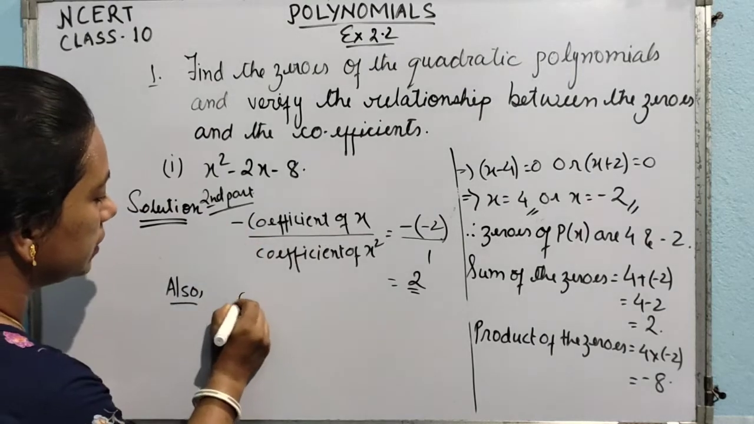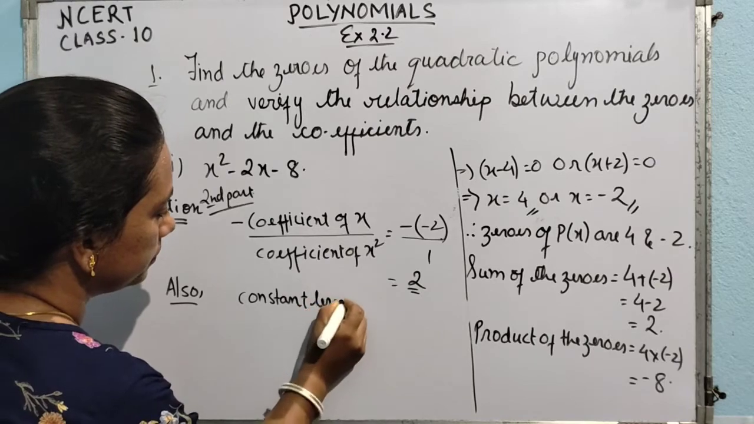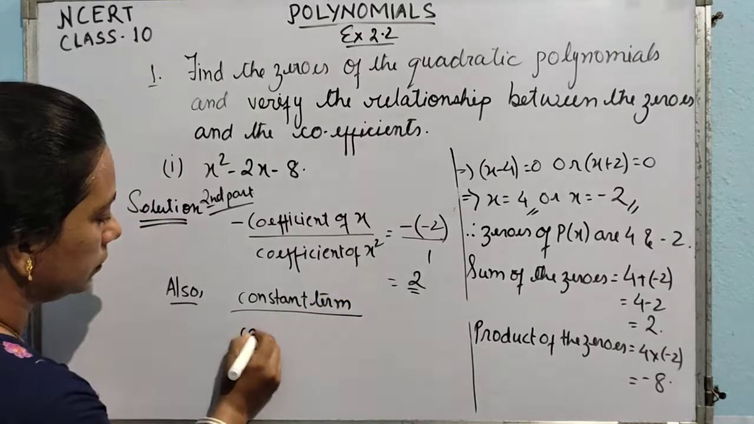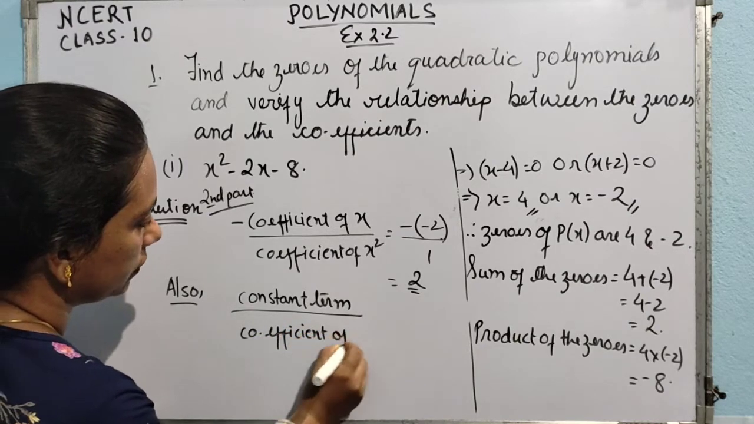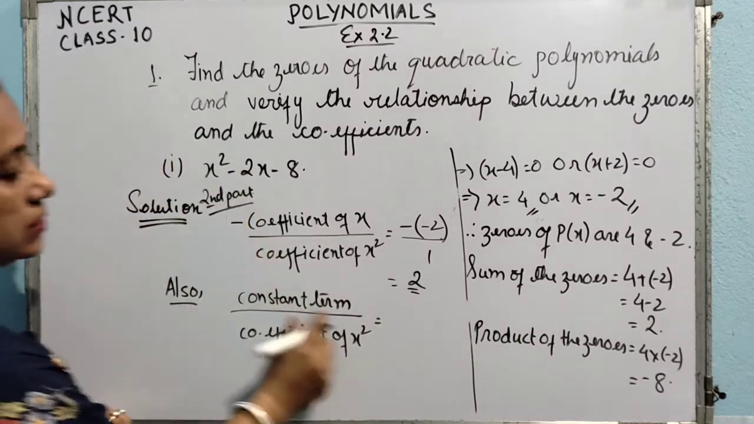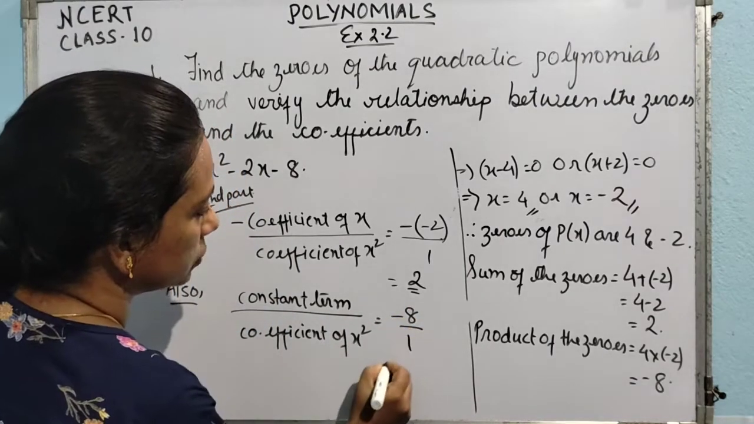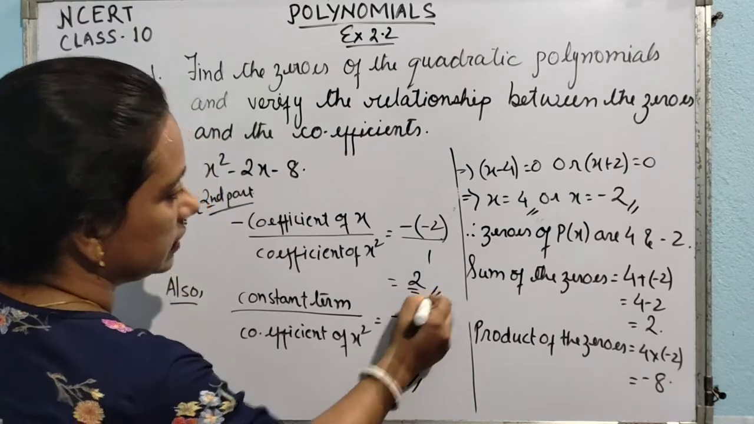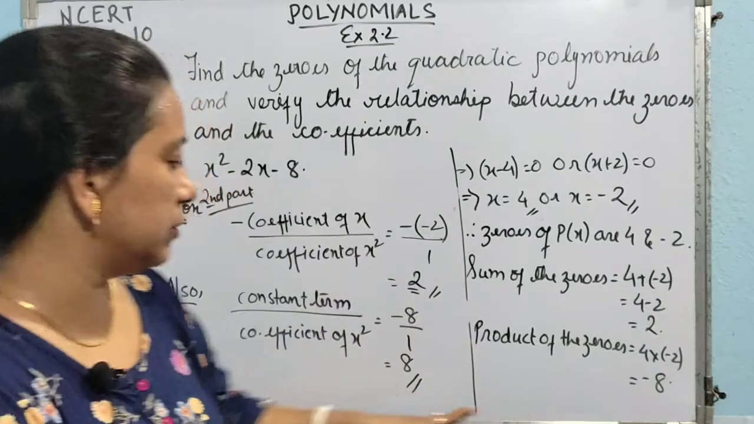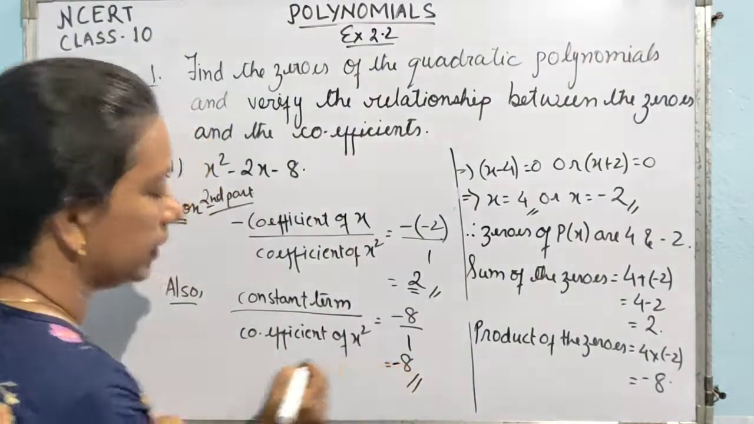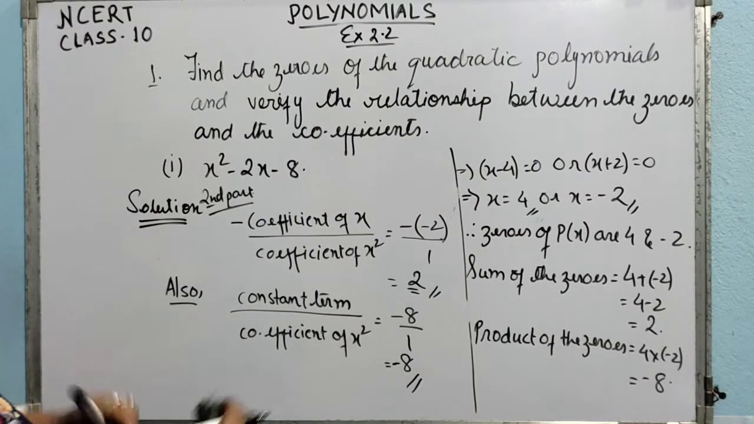So what we will write? Also, the constant term by the coefficient of x square. And what is our constant term? Minus 8 by the coefficient of x square, 1. So ultimately this is equal to minus 8, sorry, it will be minus 8, isn't it? So see here, the sum of the zeros is equal to this much and the product of the zeros is equal to minus 8. Up to this it is done.